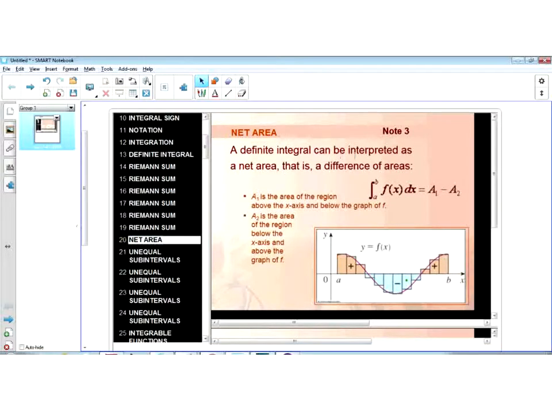So we have net area. A definite integral can be interpreted as a net area, that is, the difference of areas. A1 is the area of the region above the x-axis and below the graph of f, so that would be the golden-shaped areas. And A2 is the area of the region below the x-axis and above the graph of f, so that would be these. So the definite integral is the gold areas minus the blue areas. So it's a subtraction, right?